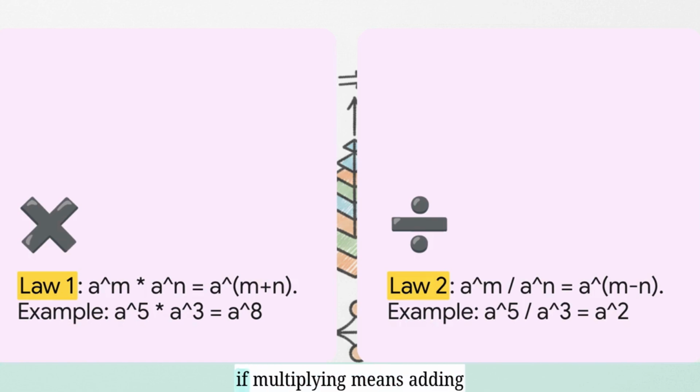Now look at the flip side. Law 2, division. If multiplying means adding the exponents, then division, the complete opposite action, logically means subtracting them. A to the 5th divided by a to the 3rd equals a to the power of 2, because 5 minus 3 is 2. You're basically just canceling out the clones.